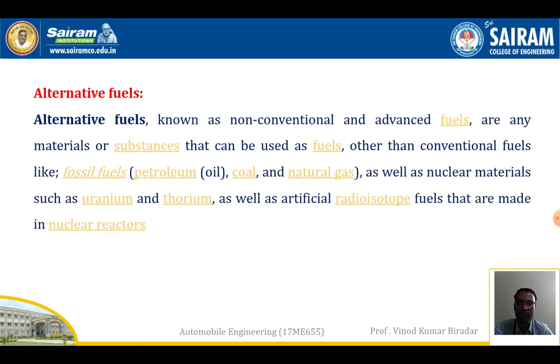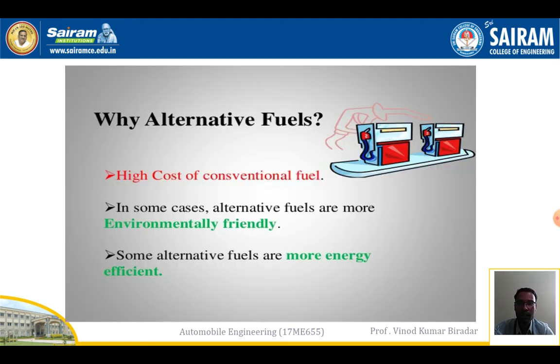Coming to the second part, that is alternative fuel. Alternative fuels are nothing but non-conventional and advanced fuels. Advanced fuels are any materials or substances that can be used as a fuel other than conventional fuels, like fossil fuels, that is petroleum, oil, coal, natural gas, as well as nuclear materials such as uranium, thorium, as well as artificial radioisotope fuels that are made in a nuclear reactor, okay. So why alternative fuels? Because of the high cost of conventional fuels. In some cases alternative fuels are more environmentally friendly, okay.